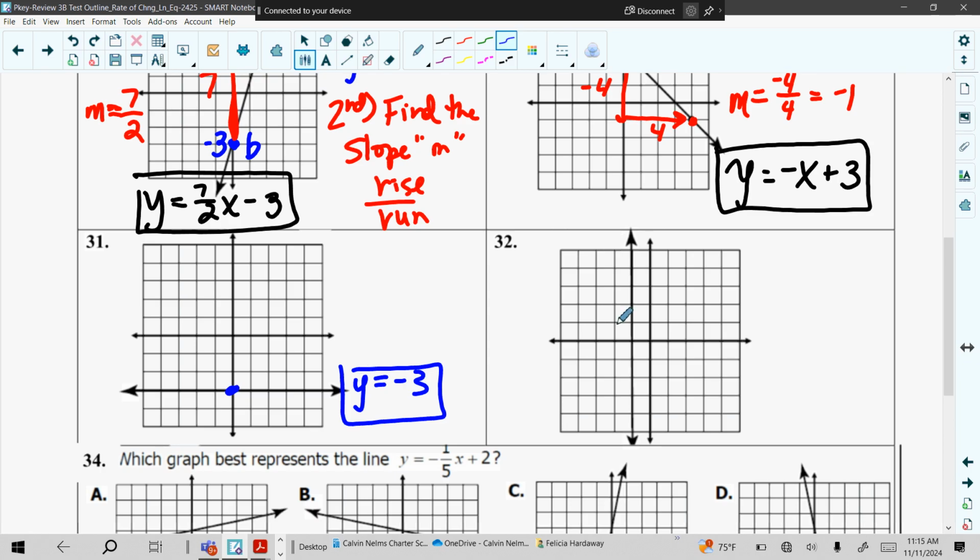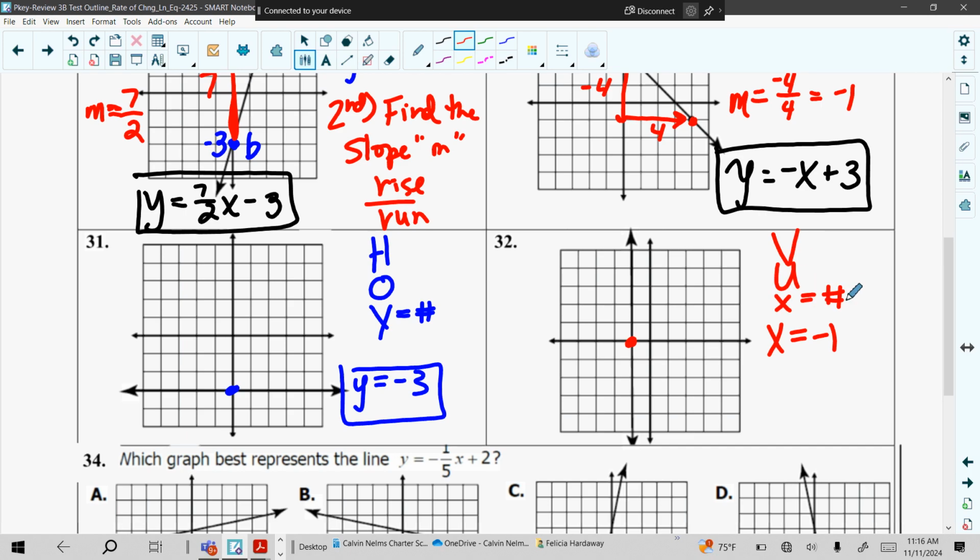All right, what about 32? x equals negative 1. Guys, y'all got to remember, if it's a horizontal line, it's y equals a number. If it's a vertical line, it's x equals a number.